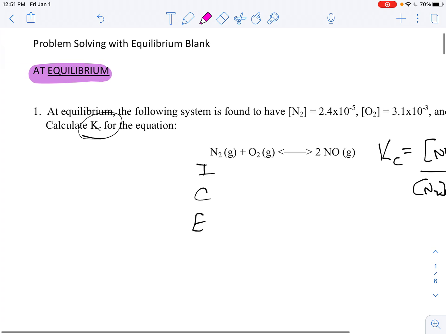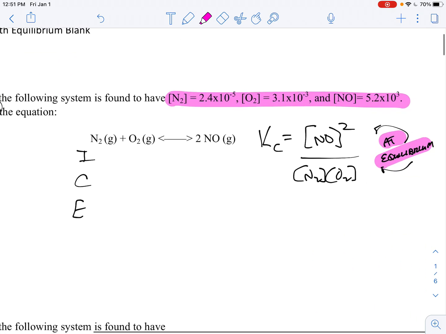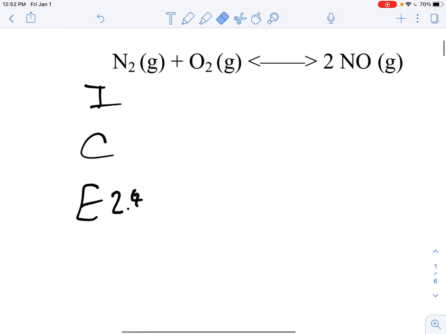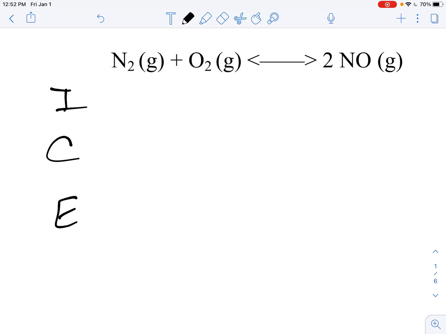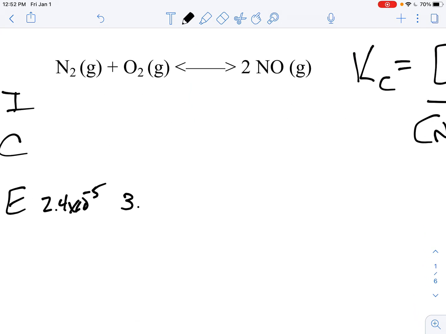Now, that's why these problems are so easy, because they told us these are at equilibrium. So these are already there, and these are the numbers that go into our construct here. So the nitrogen is 2.4 times 10 to the negative fifth. All right, so for the nitrogen at equilibrium, I'm just going to move these over a little bit to give myself more space. They told us that the nitrogen was 2.4 times 10 to the negative fifth at equilibrium.